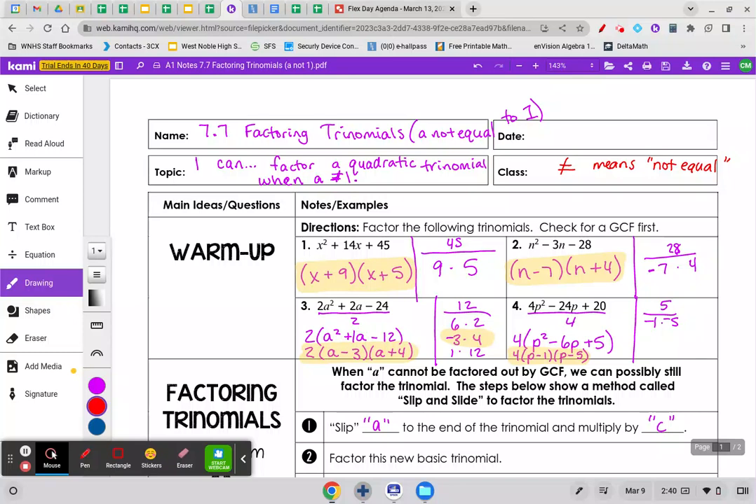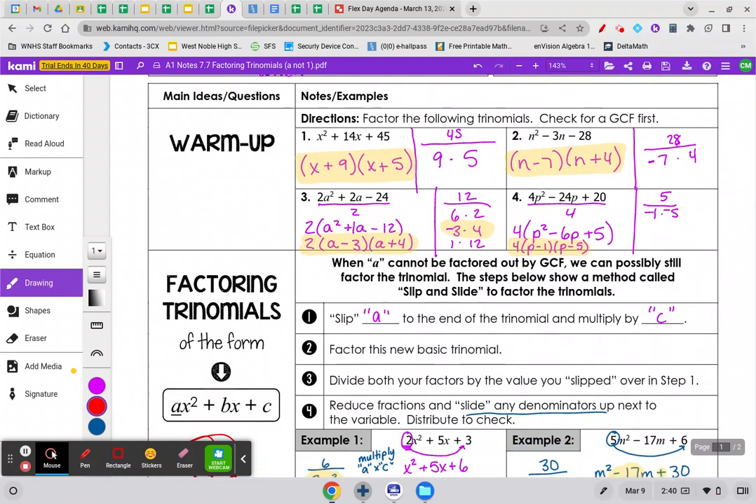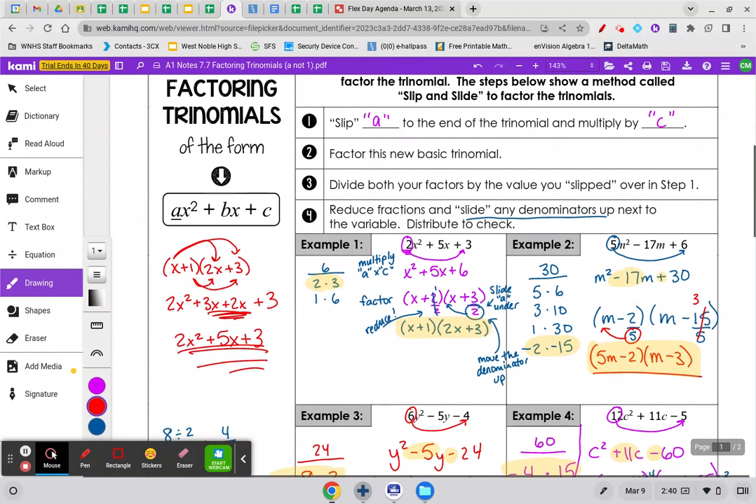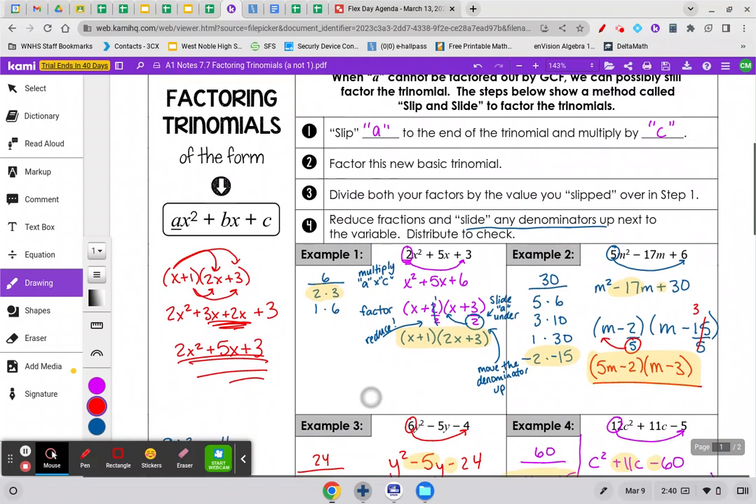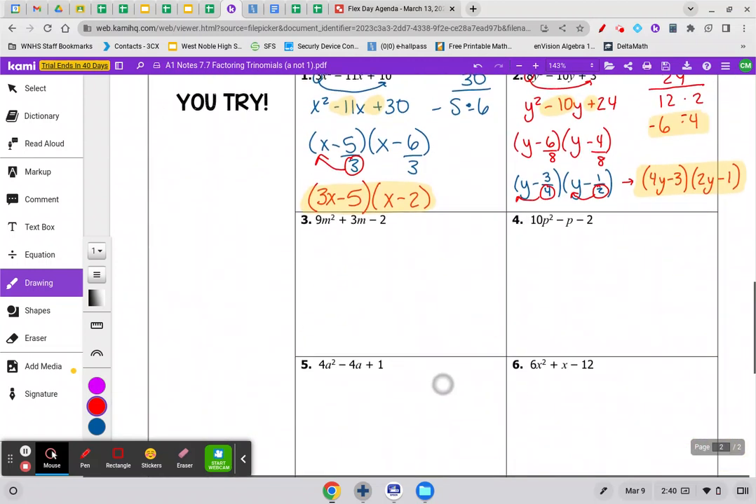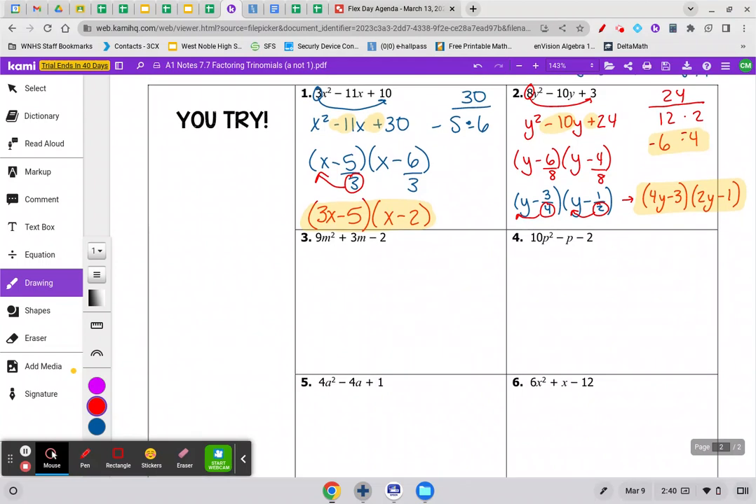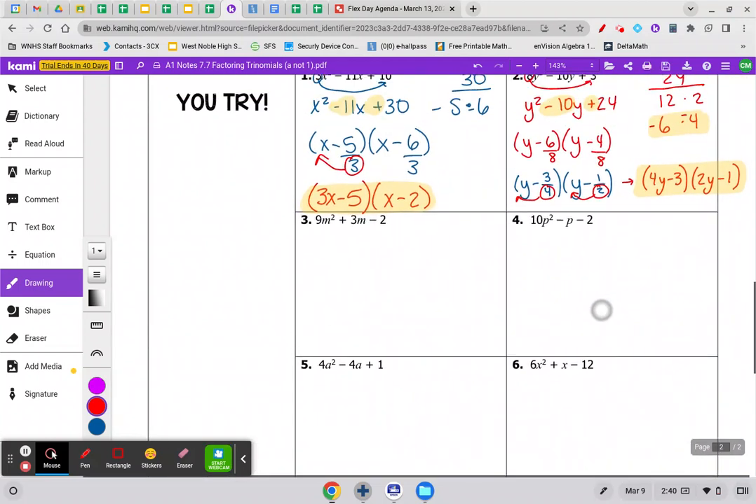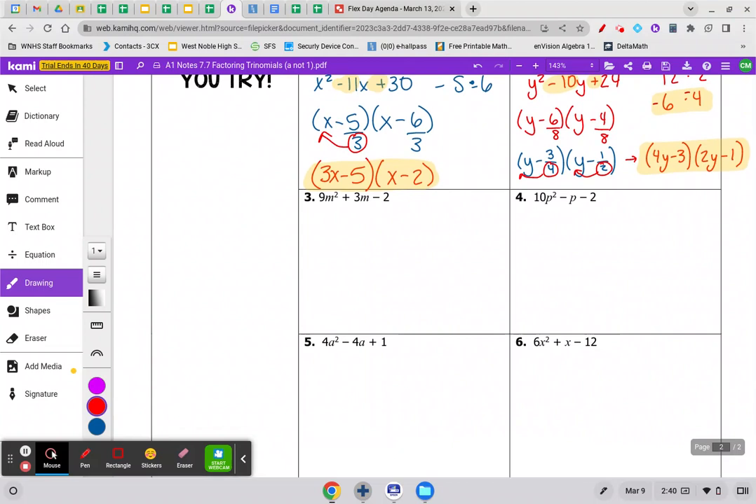Hi guys, today we are going to finish the 7.7 factoring trinomials when a is not equal to 1 notes. The other day we started these, we completed our warm-up, and we started our slip and slide method, and we just need to finish going through these Try Its. Now, if you have not completed these last 4 Try Its, 3, 4, 5, and 6, I would pause the video and do those now.